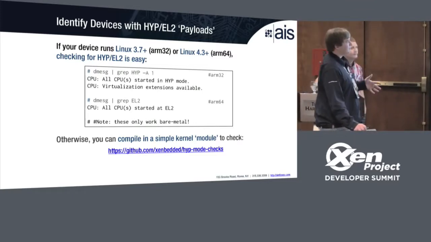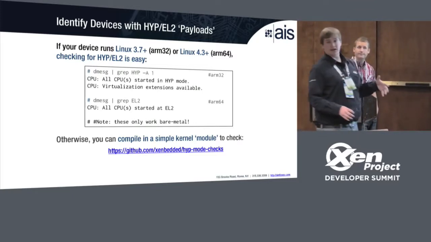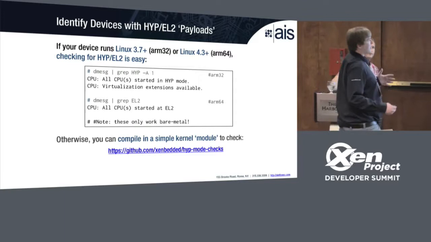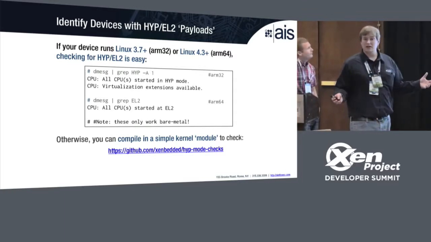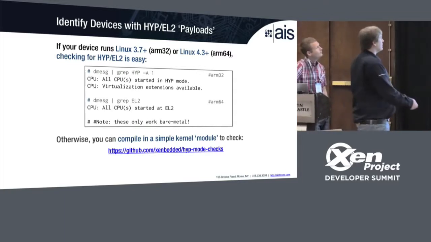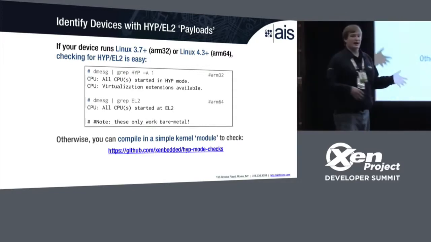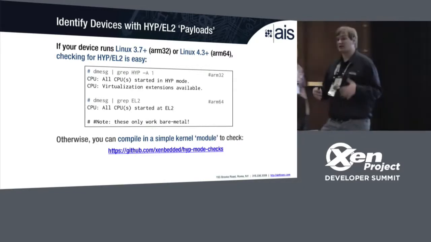Otherwise, you can add some code to your kernel to check, basically doing the same thing on older versions of the kernel. You probably do want to upgrade if you can, but if you have a device that out of the box is running Linux 3.1, for example, you can still build in some code to check before you have to go and move to a newer version of Linux to get DOM0 support.